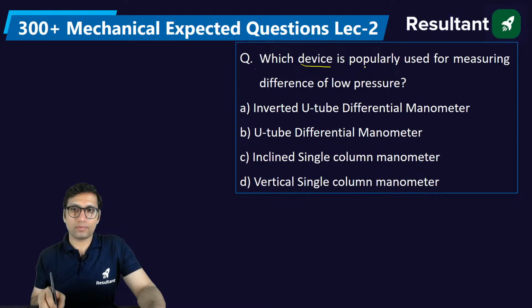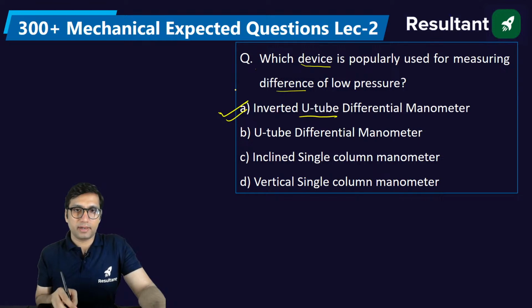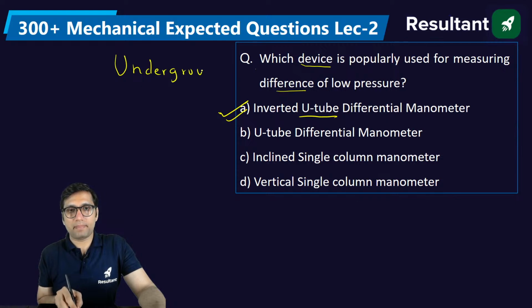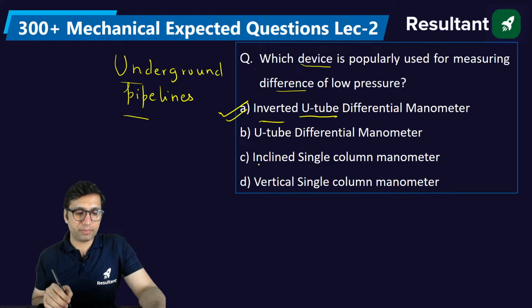Which device is used for measuring difference of low pressure? For that we use the inverted U-tube differential manometer. Why inverted U-tube manometers? Like in the case of underground pipelines, which are placed underground, if you have to find the difference of the pressure, then we use the inverted U-tube differential manometer.